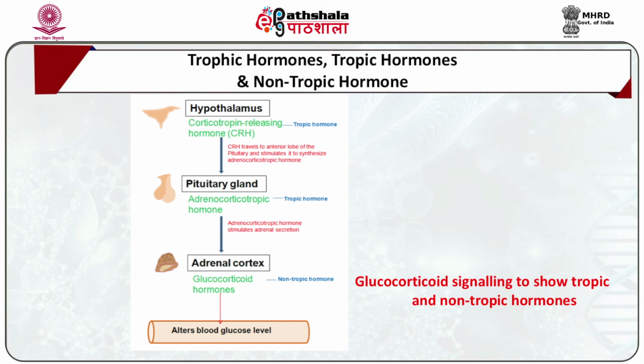Non-tropic hormones. Non-tropic hormones act on the target cells directly rather than act on another endocrine gland as in the tropic hormones as shown in the diagram.